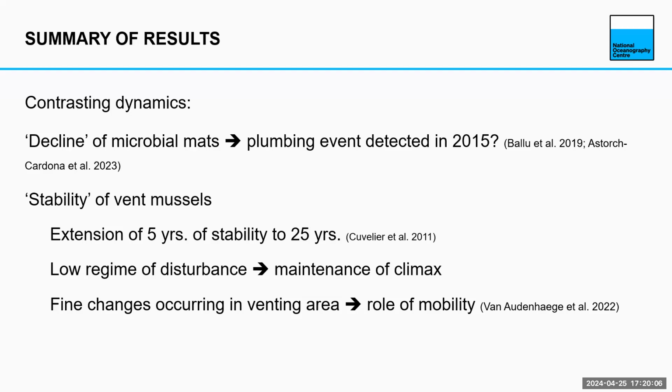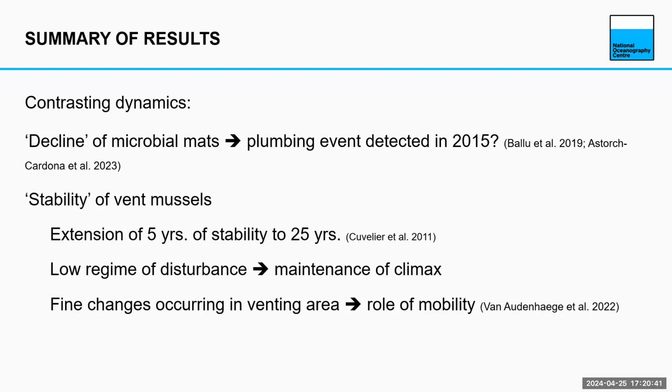The visual distribution of vent outflow doesn't seem to change, except probably the composition. We observed the high stability of vent mussels, with an extent of our knowledge of 5 years to 25 years, based on previous data that Cuvillier et al. used with 2D images. So since 1994, it's quite a long time, let's say, for a very stable population. And this is explained by the low regime of disturbance. So those mussels are able for 25 years probably to maintain themselves in a climax state.